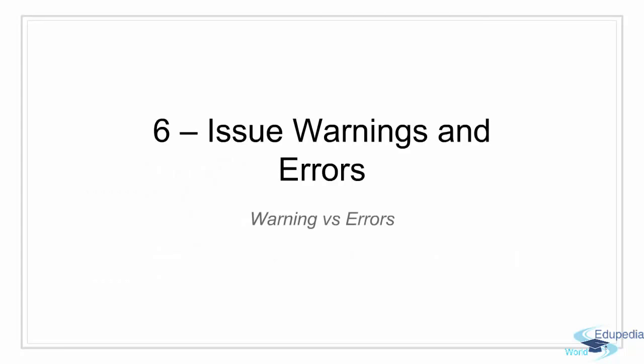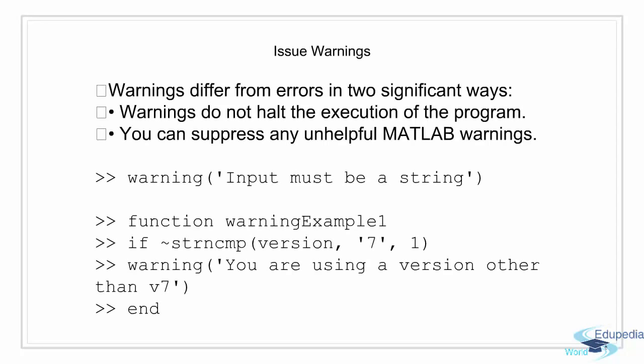The sixth section is dedicated to issuing warnings and errors. We will also discuss warnings versus errors. What is the difference between them? Programs can be made to issue warnings to flag and identify unexpected conditions during execution of the program. But there is a subtle difference between a warning and an error. First, warnings do not halt the execution of the program. They do not terminate the program. Second, warnings can be suppressed without impacting the overall program execution.